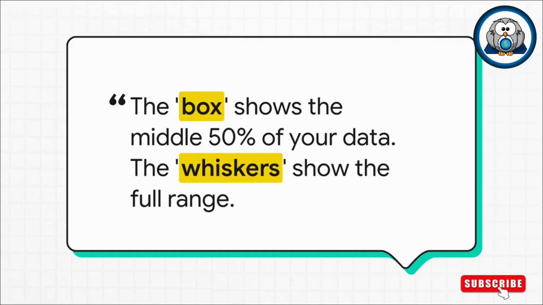The whiskers that stretch out show you the full range, from the absolute lowest to the highest value. It really tells you about the personality of your data. A short, compact box means your data is super consistent.